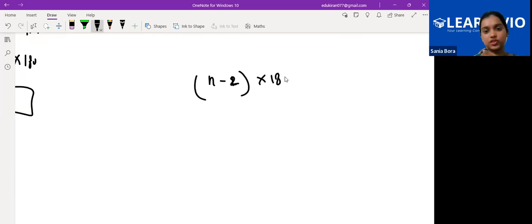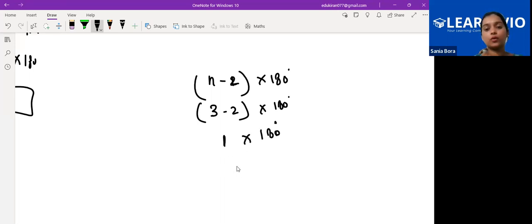Let's try it for a triangle. A triangle has how many sides? 3. So 3 minus 2 multiplied by 180. 3 minus 2 gives me 1. So 1 multiplied by 180 is going to give me 180 only.